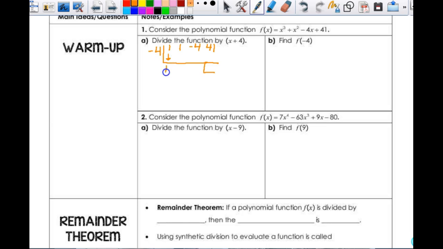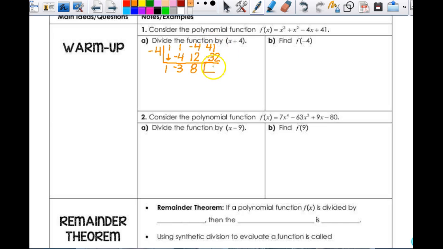So I bring the 1 down. -4 times 1 is -4. Get -3. -4 times -3 is a positive 12. So this gives me positive 8. What's -4 times 8? Negative 32. And remember, if you don't know those, which we should, but multiplying anything by 4, you just double it and double it again. So 8 times 2 is 16. 16 times 2 is 32. You can do it that way too.